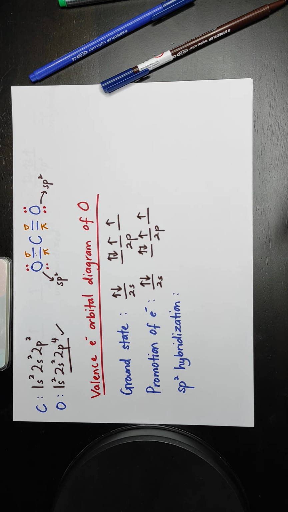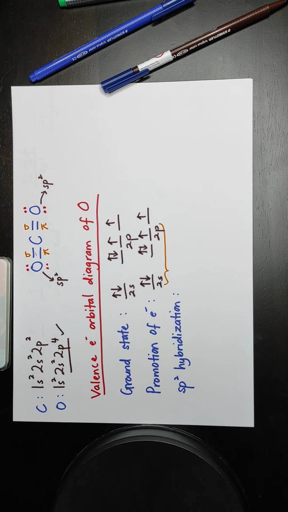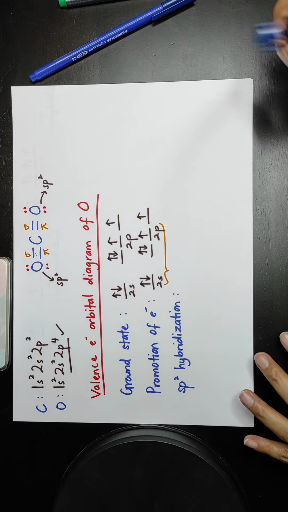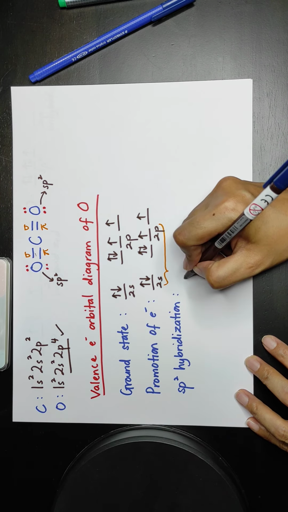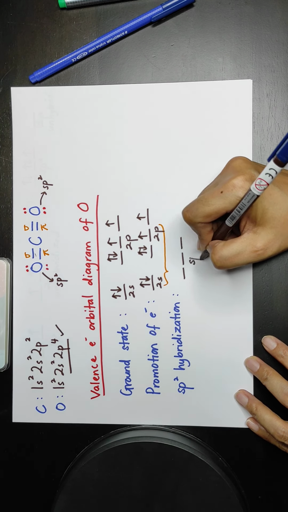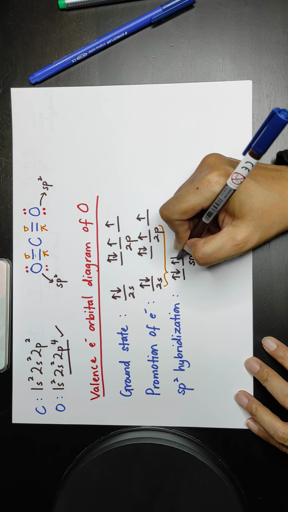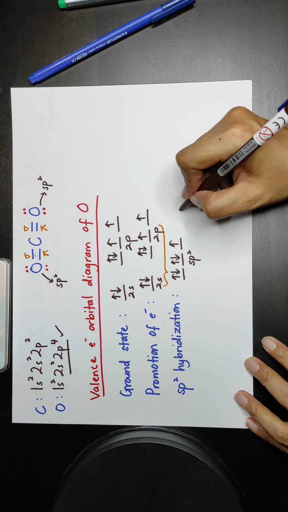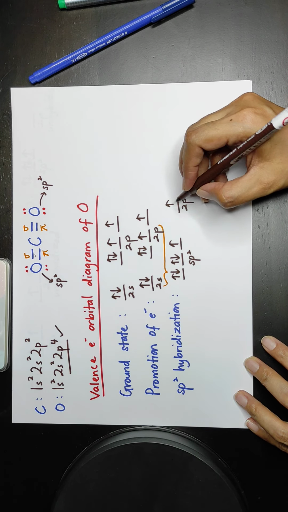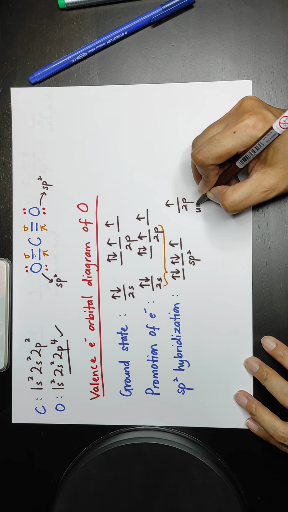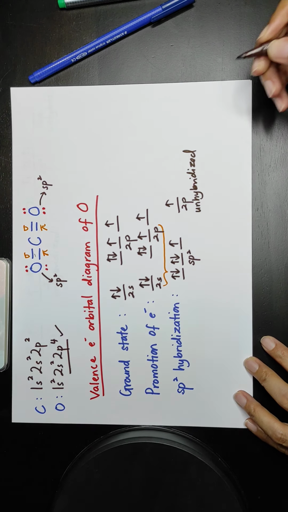Each oxygen atom undergoes sp2 hybridization. So oxygen mixes its 2s orbital and 2p orbitals, and sp2 hybrid orbitals of oxygen are formed, right? And we have one unpaired electron which occupies the 2p unhybridized orbital of oxygen.